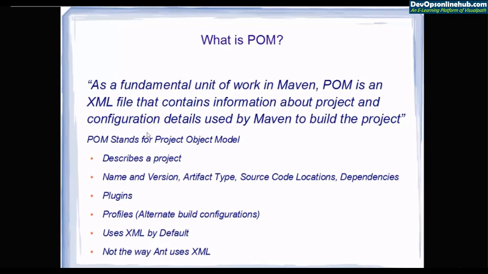And what can this information be? This information describes a project in all, and it contains the name, version, artifact type, source code locations, or dependencies of a project. It also retains the plugin information and profiles. Now, as I already said, it uses XML by default, but not in the way Ant uses XML. As you know, Ant is also a build management system.